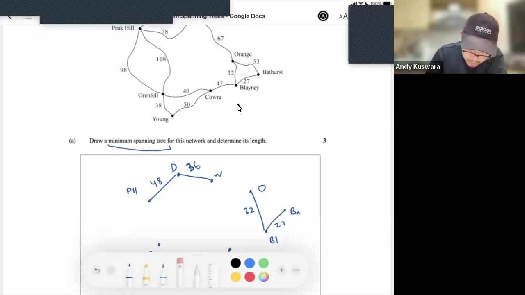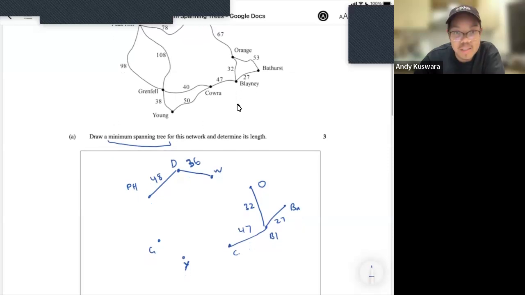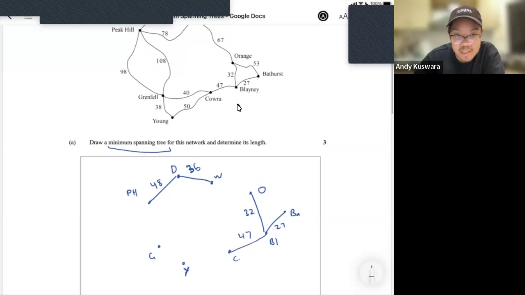So that should be C. My bad. So Cowra and Blayney will connect via 47. And then looking at here, what's the easiest way to connect in Grenfell? Grenfell to Young will probably need 38, which is nice and short.